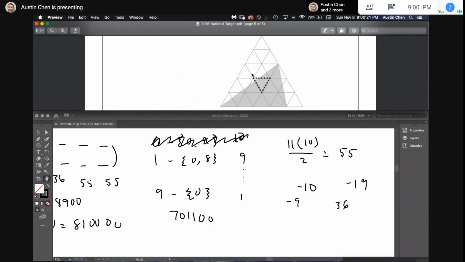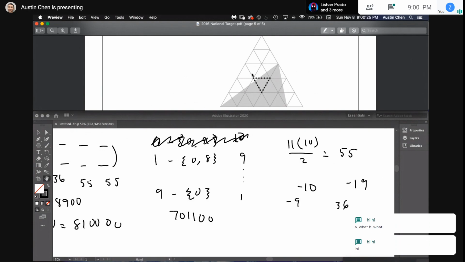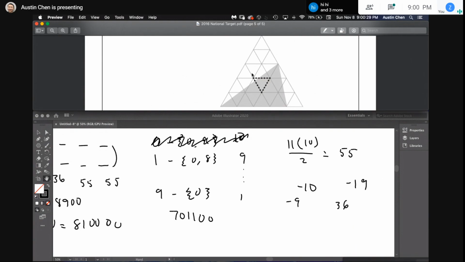Basically, what we were thinking of is to coordinate bash the coordinates of the three vertices of the triangle, and then use the Shoelace theorem to get the area of it. Okay, let's do that.